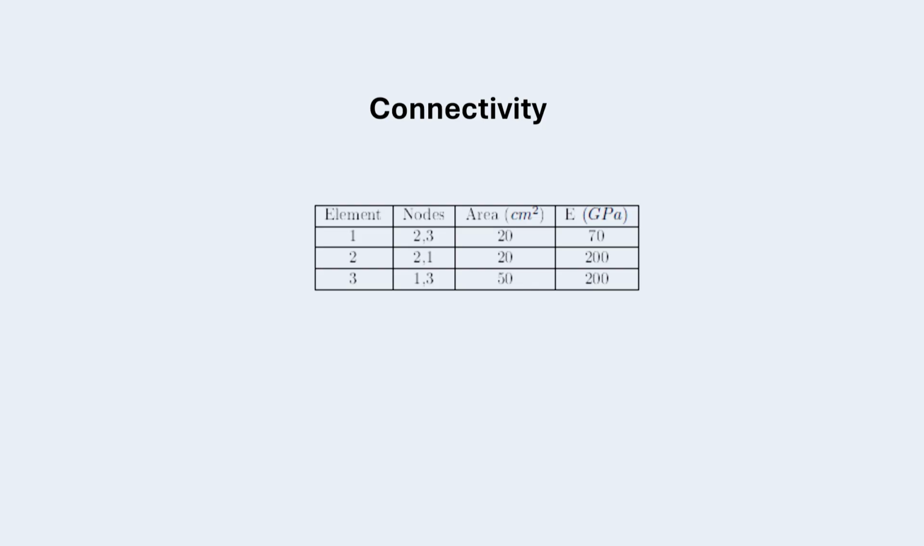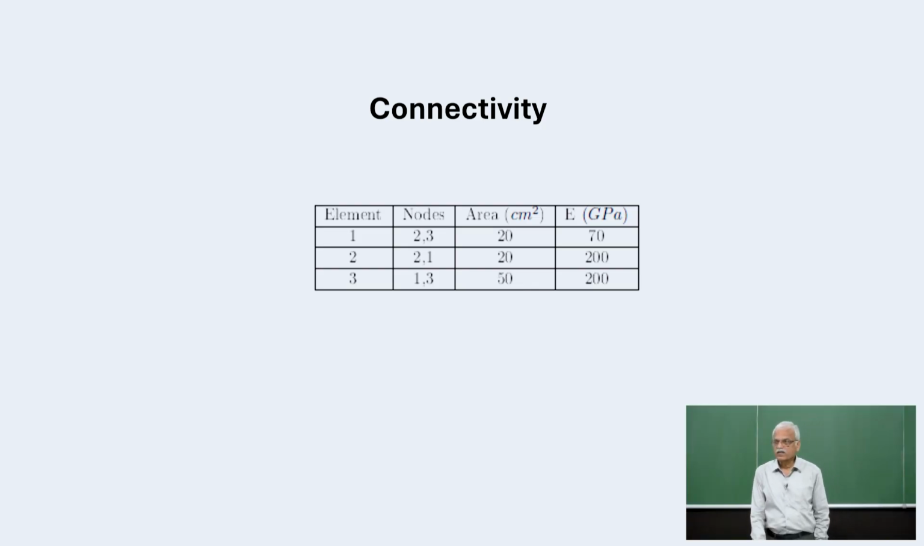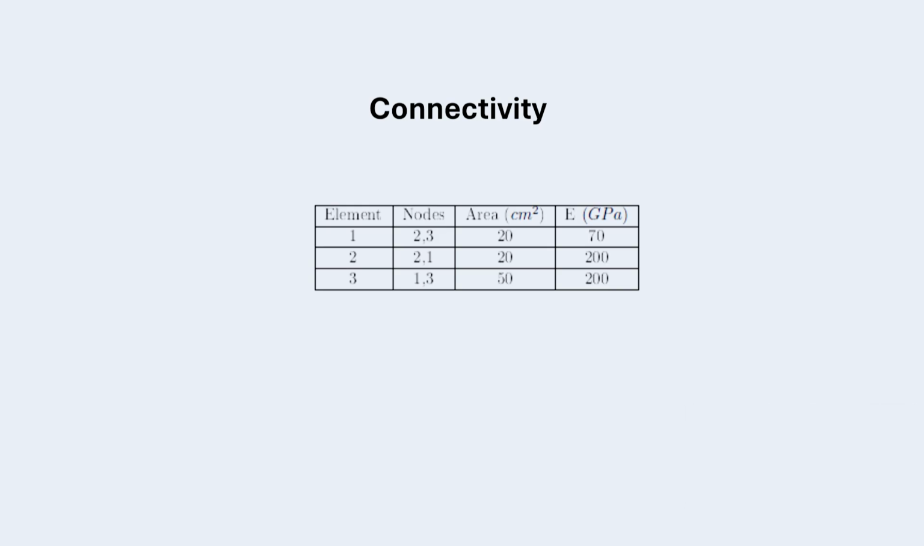This particular data, which we call connectivity data, is represented here element by element, 1, 2, 3. Element 1 is connected from 2 to 3, at an angle of 90 degrees, as I was telling. And then there is some area, and it is made of some material. Element 1 is made of aluminum, and elements 2 and 3 are made of steel, which have Young's modulus 200 GPa. The cross-sectional area is also needed, and of course, the length of the element is needed as L.